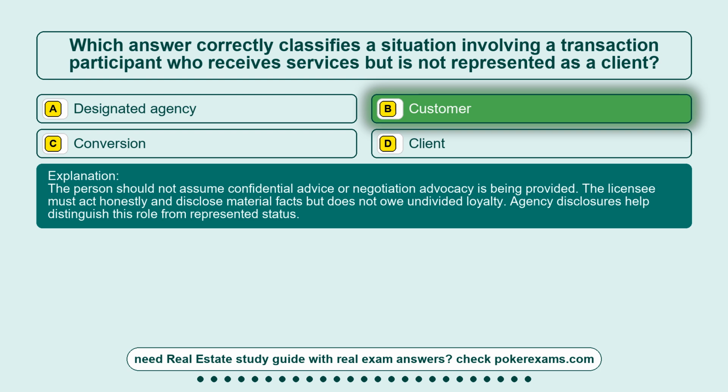The person should not assume confidential advice or negotiation advocacy is being provided. The licensee must act honestly and disclose material facts but does not owe undivided loyalty. Agency disclosures help distinguish this role from represented status.